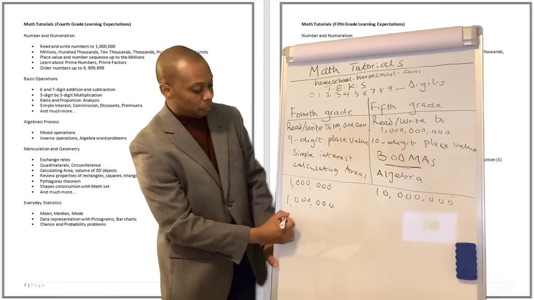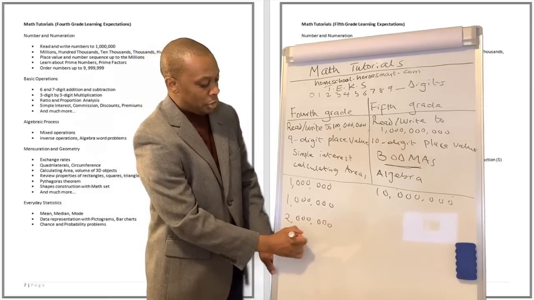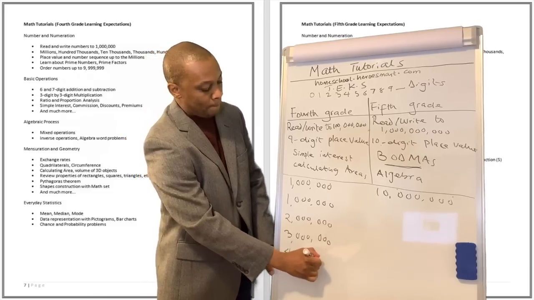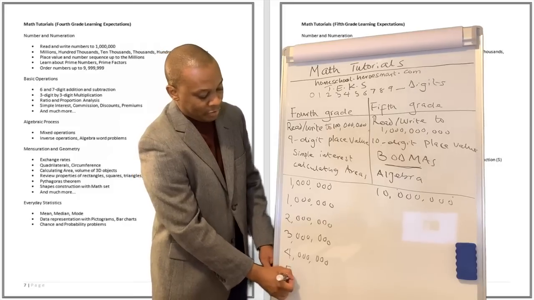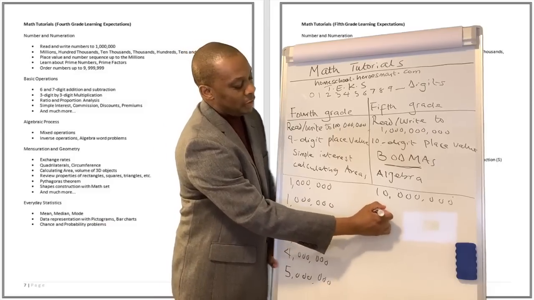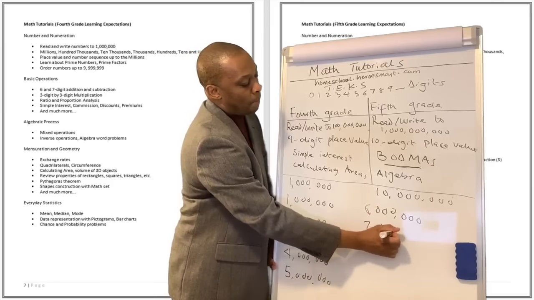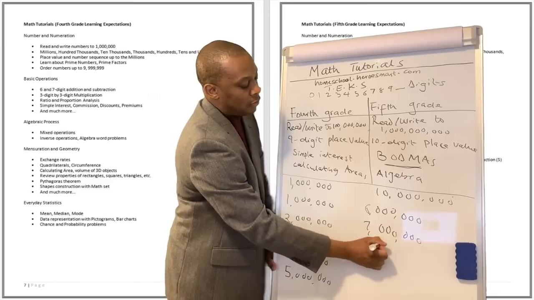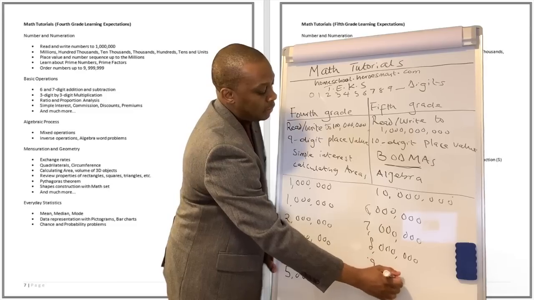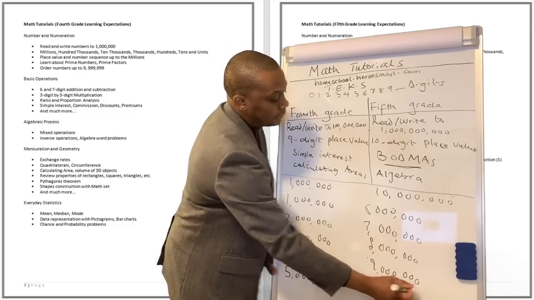1 million, 2 million, 3 million, 4 million, 5 million, then 6 million. So this is 6 million right now. We go to 7 million, 8 million, 9 million, and 10 million.